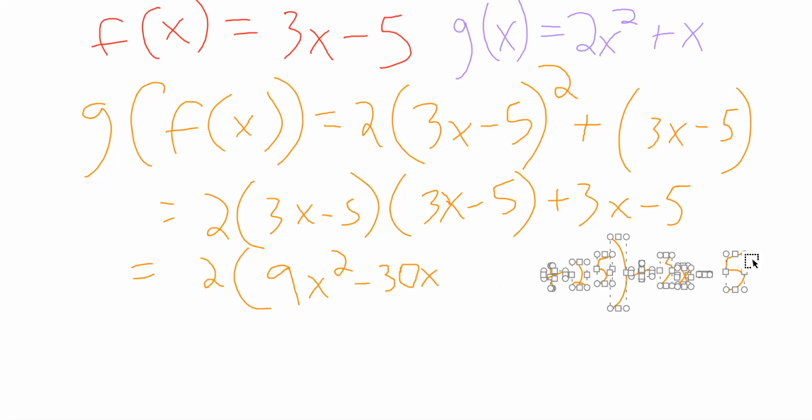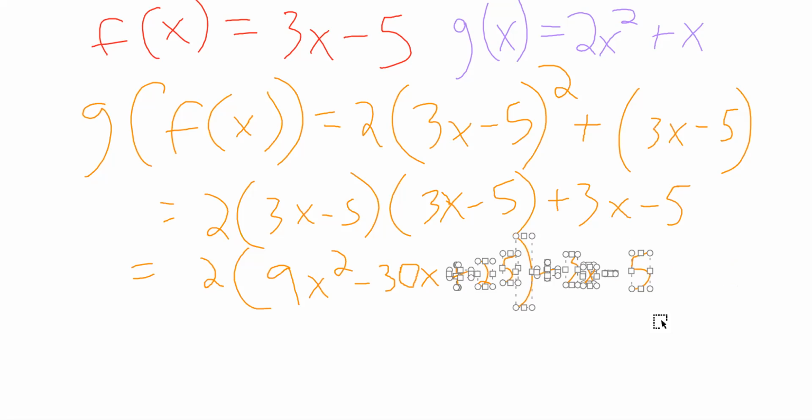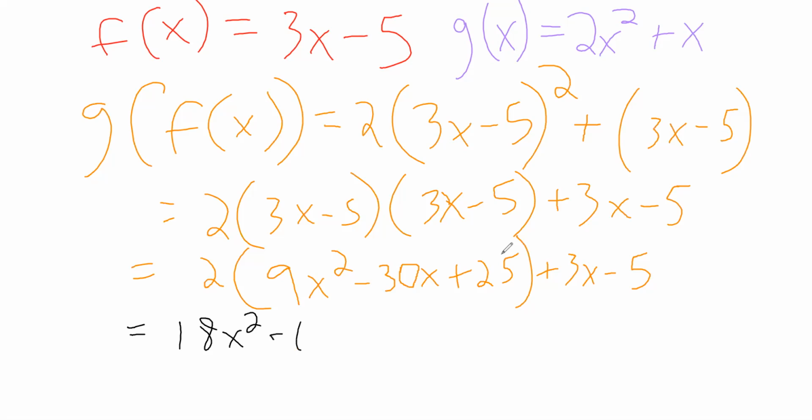And so I'm going to merge all this back near each other. And now we'll use black. Orange and black are Halloween colors. We're going to distribute this to, very good, very good. And now we're going to combine like terms. The 18x squared is all alone.